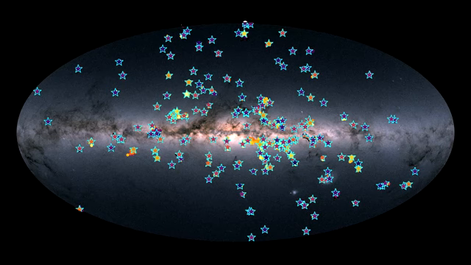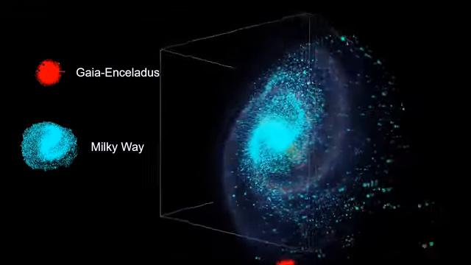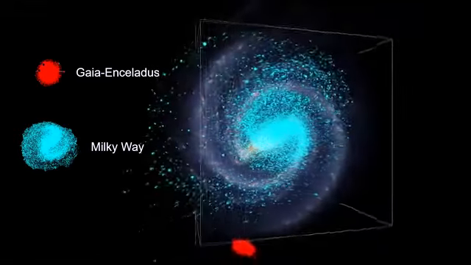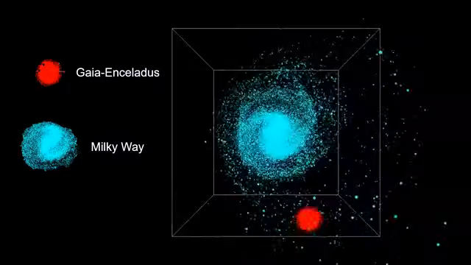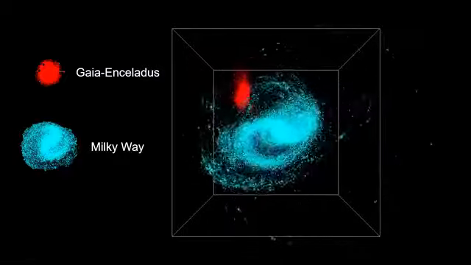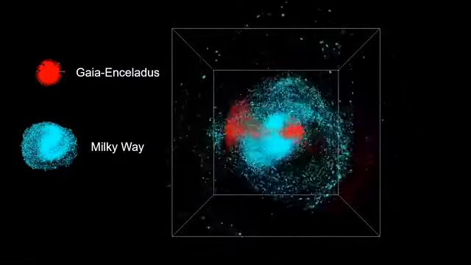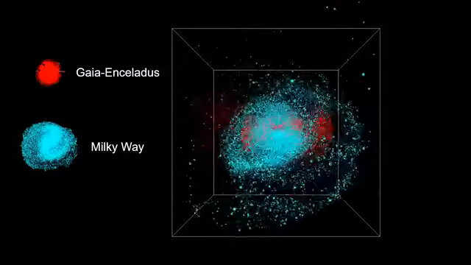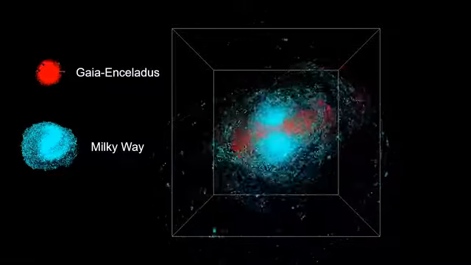Star motions and composition profiles indicated that they came from a different galaxy. They call this new galaxy Gaia Enceladus. Using computer models for galaxy collisions, they estimated that it collided with the Milky Way around 10 billion years ago. This is a computer simulation of the merger. Here we see that Gaia Enceladus is now our galaxy's inner halo.